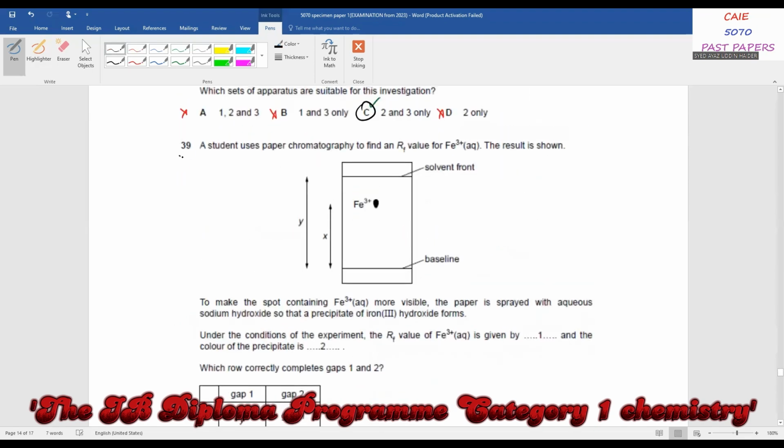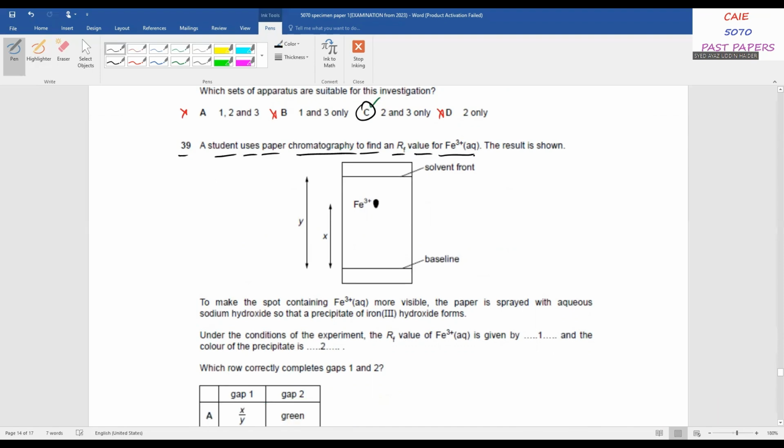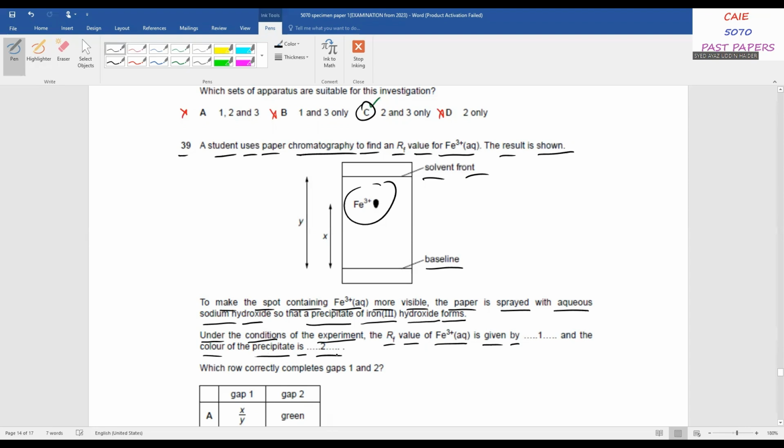39. A student uses paper chromatography to find an RF value for Fe3+ aqueous. The result is shown. Solvent front, baseline is given, and Fe3+. To make the spot containing Fe3+ aqueous more visible, the paper is sprayed with aqueous sodium hydroxide so that a precipitate of iron(III) hydroxide forms. Under the conditions of the experiment, the RF value of Fe3+ aqueous is given by dash and the color of the precipitate is dash. Remember, Fe3+ is of reddish brown or brown in color.